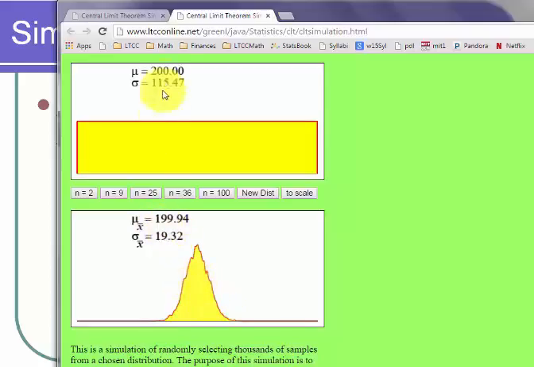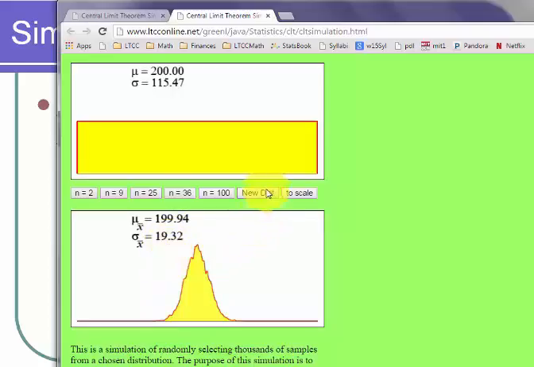Notice the mean stayed about the same, but the standard deviation didn't. It got reduced. We started with about 115, and we ended up with about 19. And notice that 115 divided by the square root of 36, 115 divided by 6, is around 19.32. Not that far off. So that's going to be our big theorem of the day.